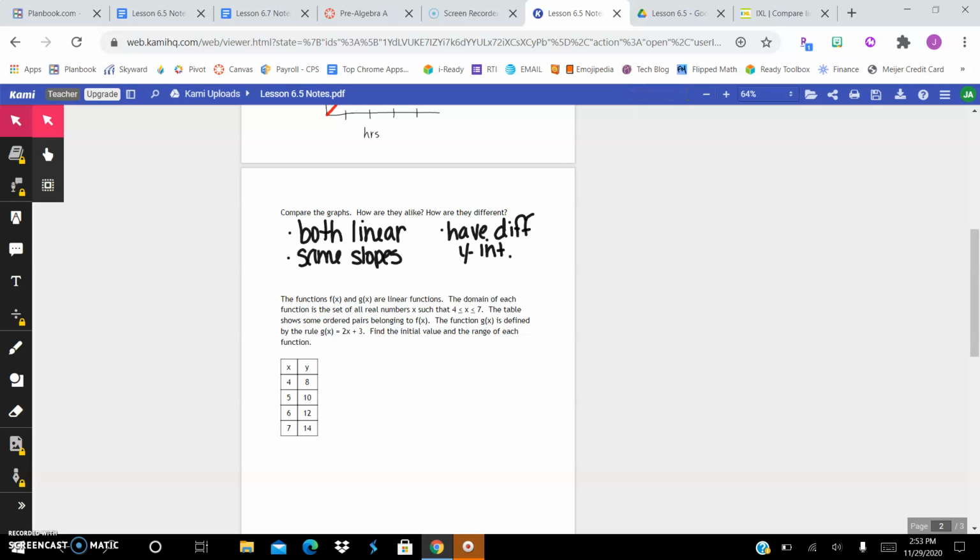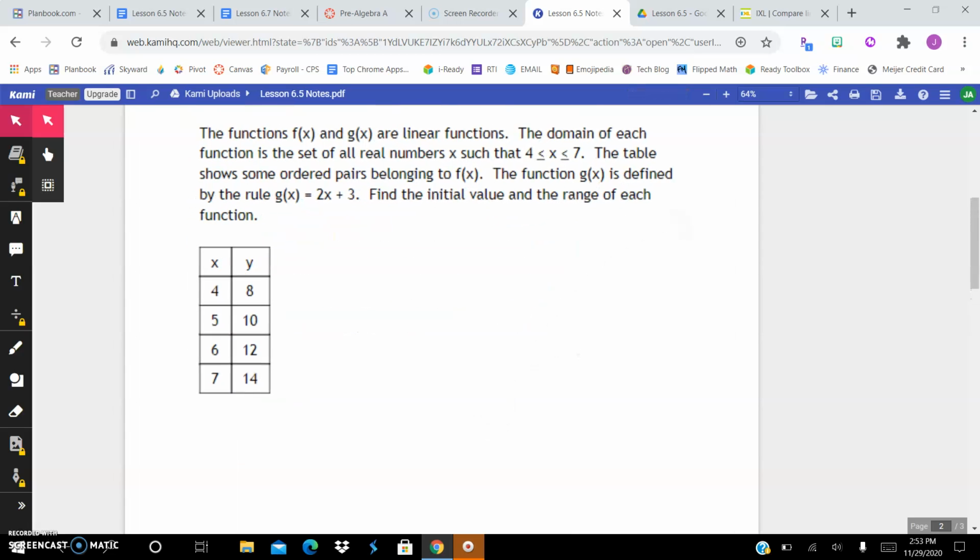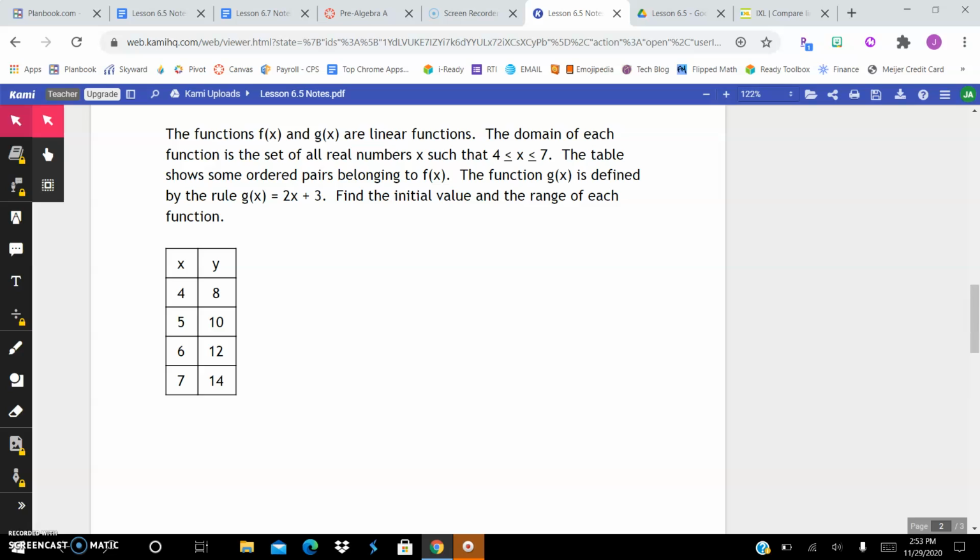All right, so now we are given the functions f of x and g of x, and we're told they're linear functions. The domain of each function is the set of all real numbers x such that 4 is less than or equal to x and x is less than or equal to 7. Basically that means we can only use x values between 4 and 7. And both of those inequality symbols are underlined, so that means we can use 4 and 7.